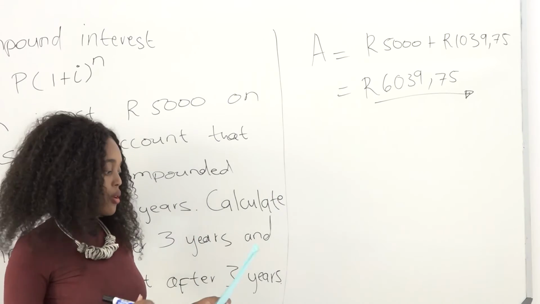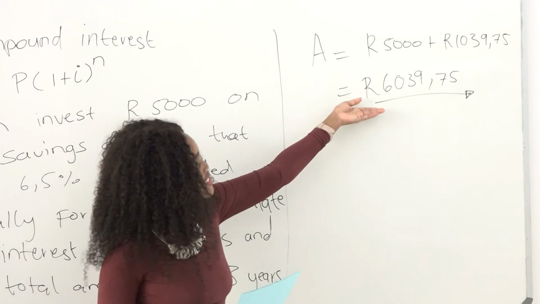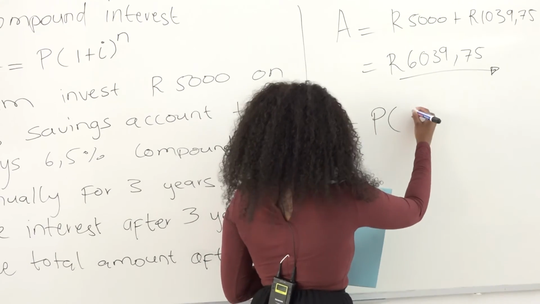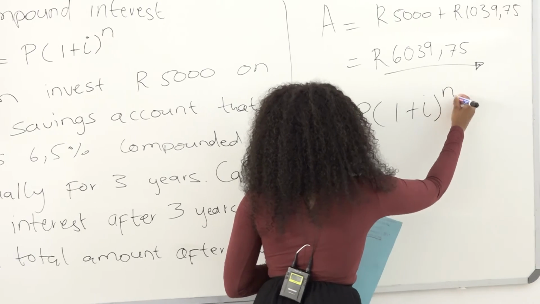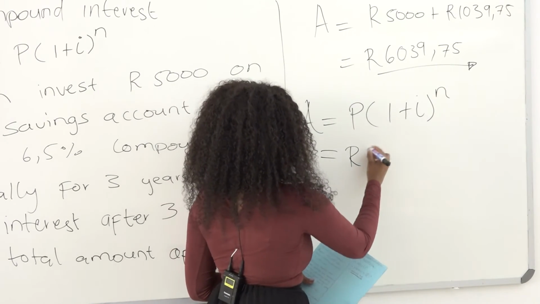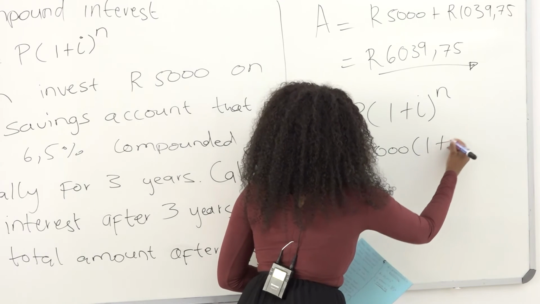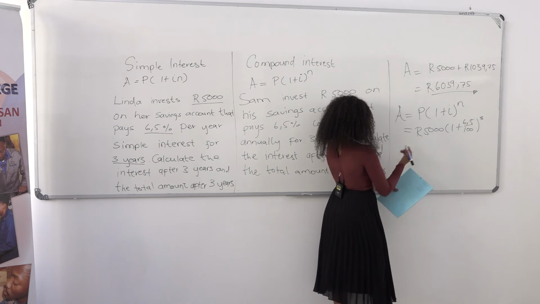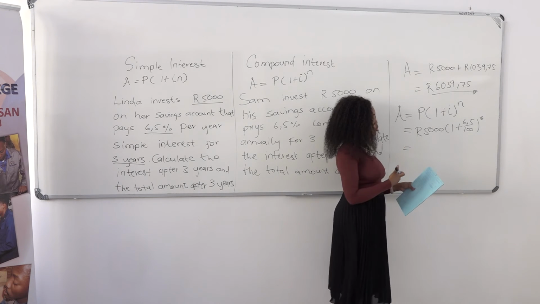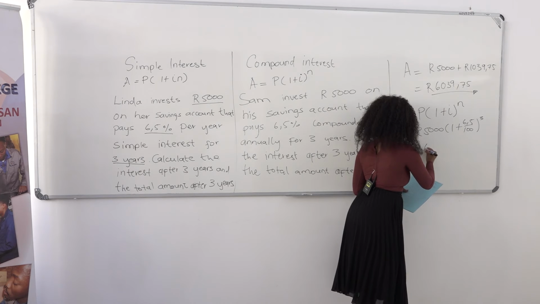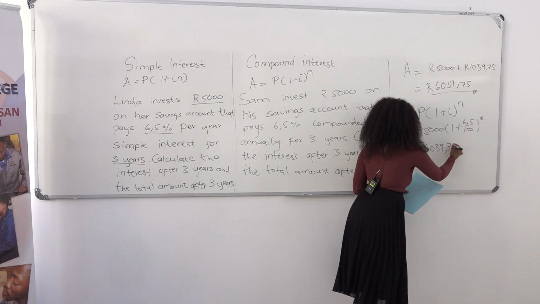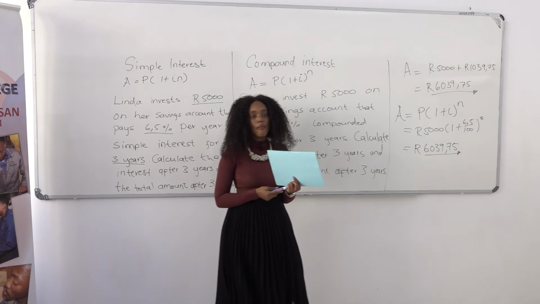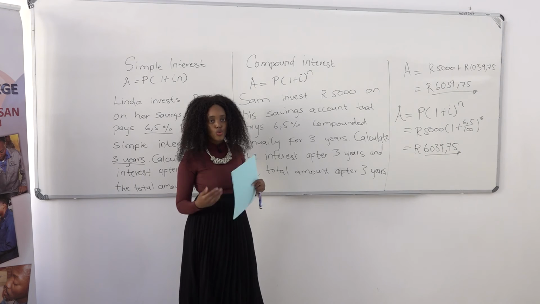So using a short method, the simplified formula, you can still get this very same amount. How do we do it? Let us use the formula 1 plus I to the power n. So our principal amount is 5,000 times 1 plus 6.5 over 100 to the power 3, because our period is 3 years. So when you punch it into your calculator, you will find 6,039.75. Now that sums up how to calculate simple and compound interest and the difference between the two.